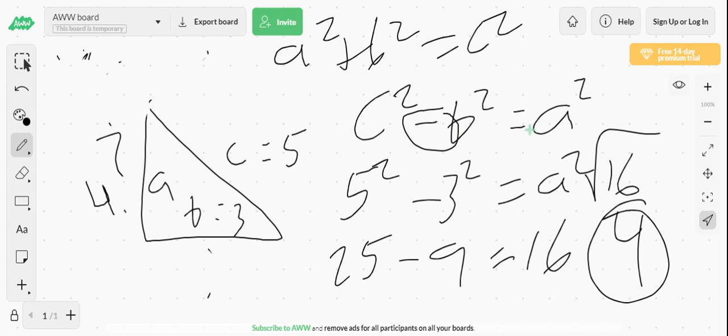And you can do the same thing. You can switch out a squared and b squared, right? C squared minus a squared equals b squared. A squared plus b squared equals c squared. C squared minus b squared equals a squared. It all works. Symbiotic.